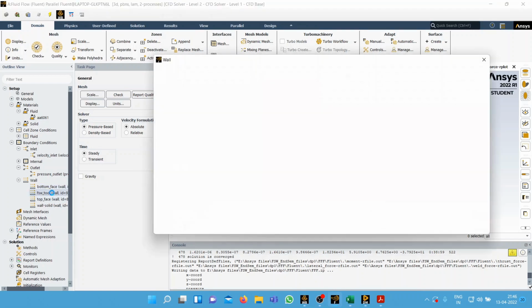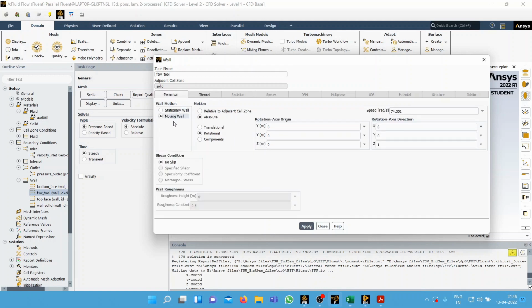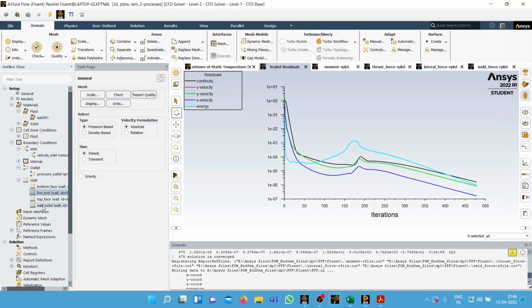And similarly, the friction stir weld tool is considered as moving. It will rotate with a speed of 74.351 radians per second about the z-axis. And even here no slip is considered.